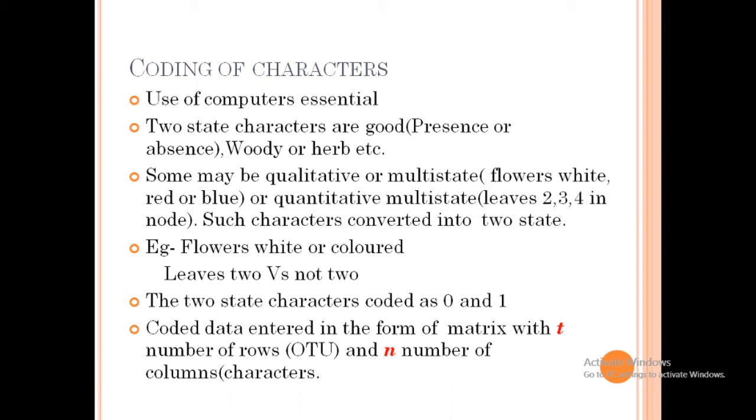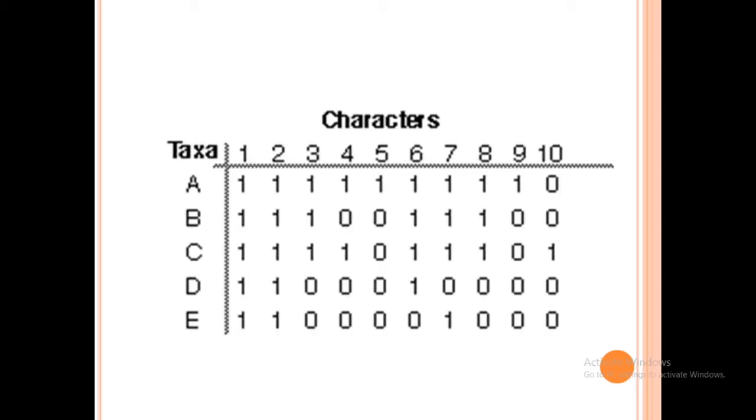Okay. Now this coded data is entered in the form of a matrix with a small t number of rows and a small n number of columns. Columns include characters, the other includes taxa. See, this is how it is arranged, characters and taxa. So these are the characters mentioned here. Here 10 characters are taken. So these are the taxa.